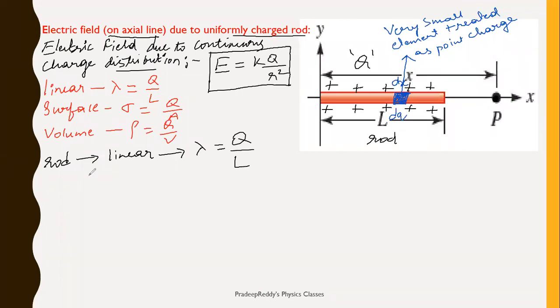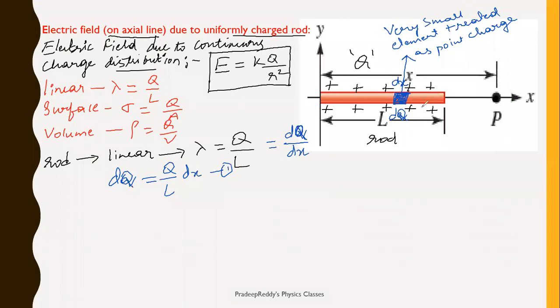Now for this infinitely small element, you can write the linear charge density as the total charge on the element, that is dQ, divided by the total length of this element, which is dx. Now from here I can write that the charge on this particular element, dq, is equal to Q by L into dx. Let me take this as equation number 1.